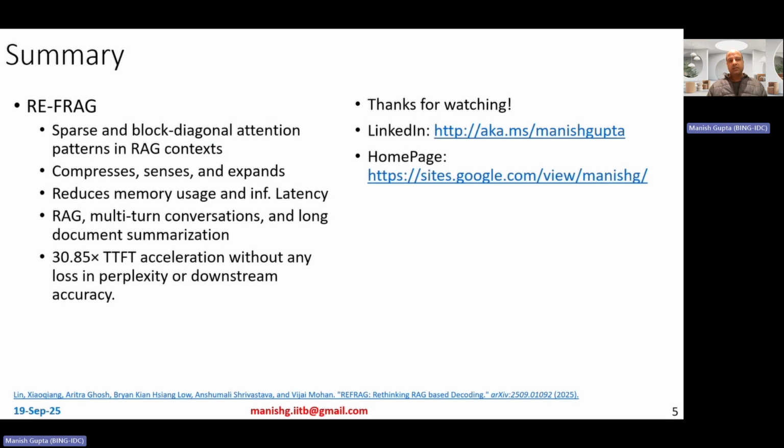This kind of method is useful for RAG, for multi-turn conversations, long document summarization, and so on. And in general, they basically show about 31 times time to first token acceleration without any loss in perplexity or any downstream accuracy measurements.